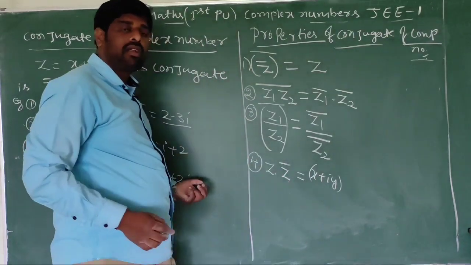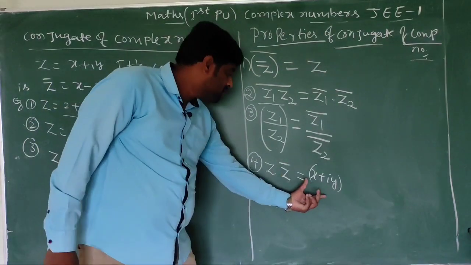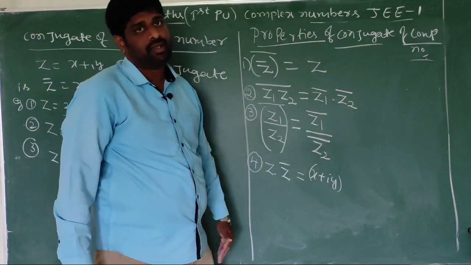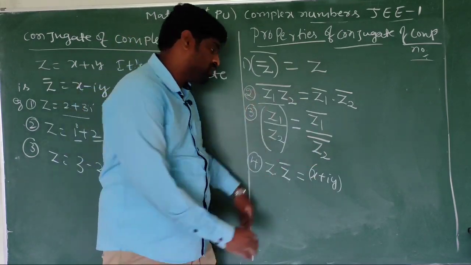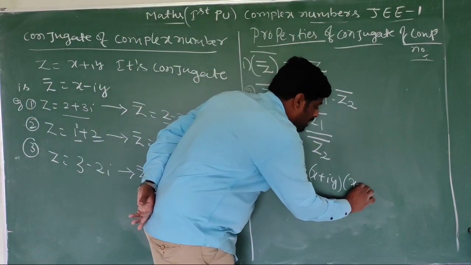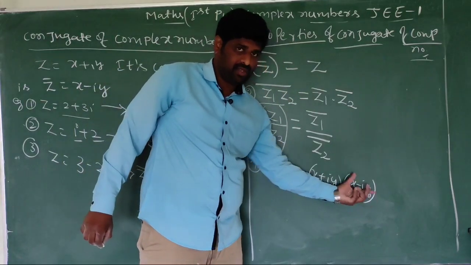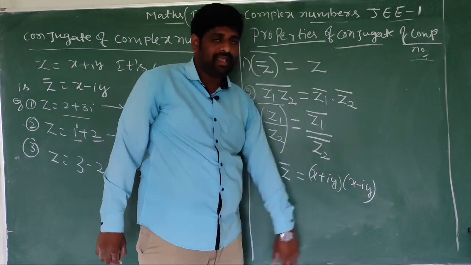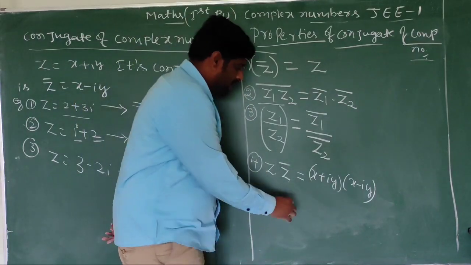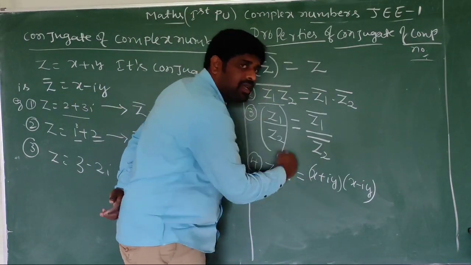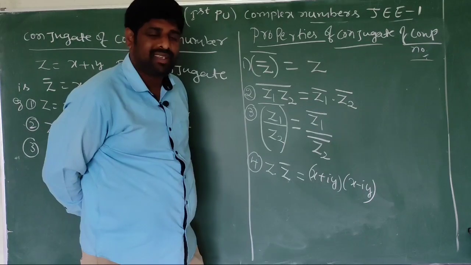What is Z bar? Z bar means the conjugate of Z. The conjugate of Z is x minus iy. It is of the form x plus iy into x minus iy, which is of the form a plus b into a minus b. Correct? The a plus b into a minus b formula is what? A square minus b square.